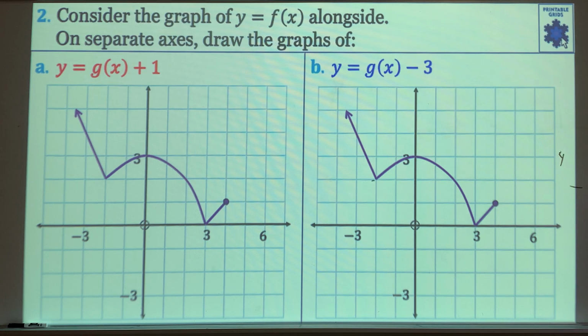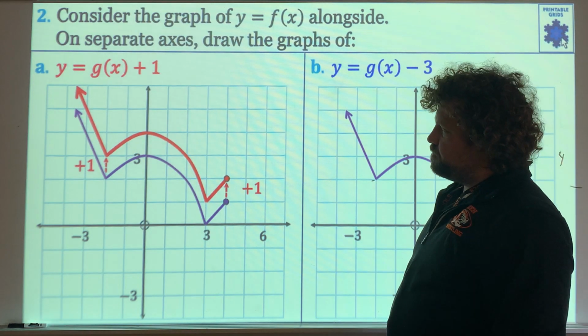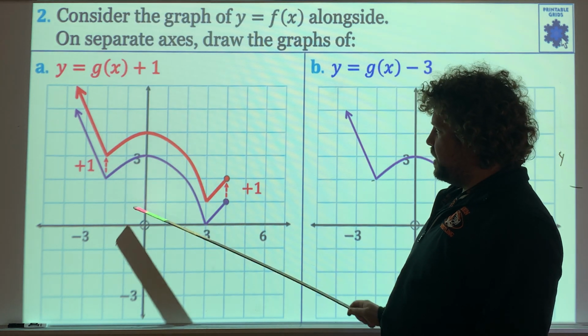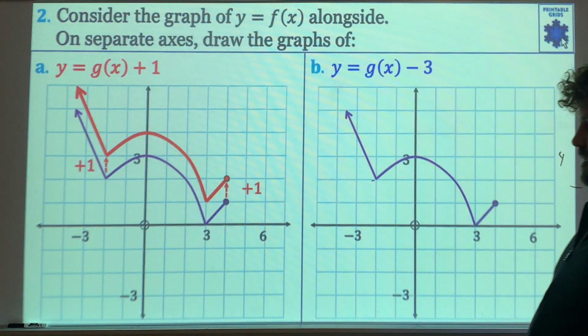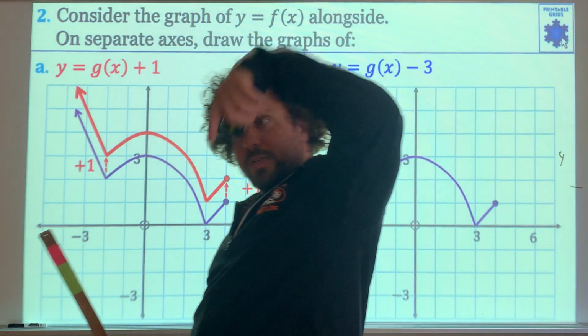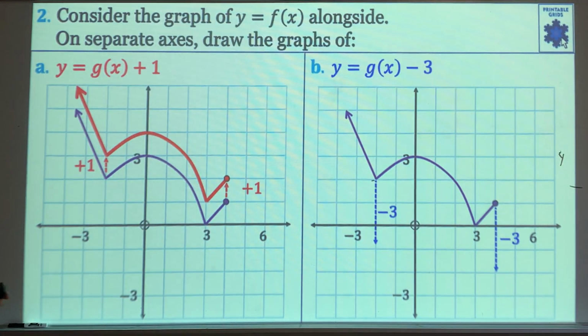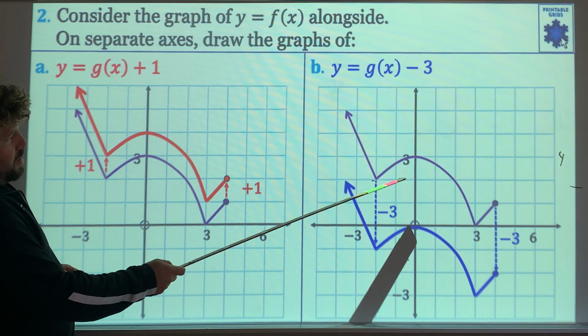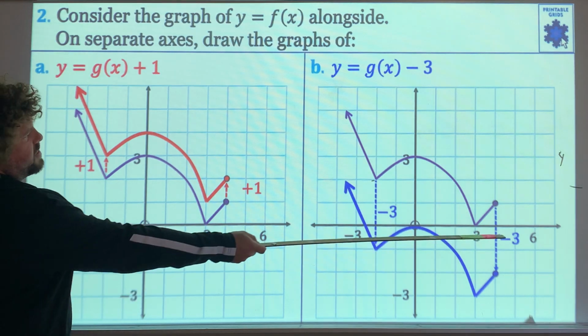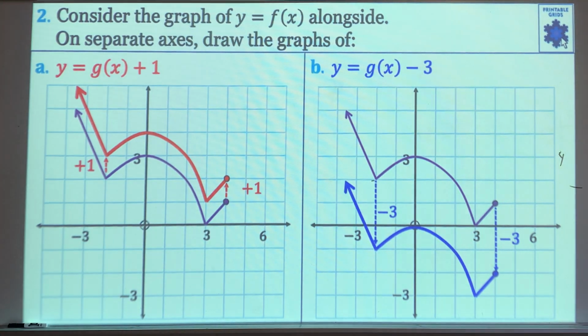All right, let's go with this. g of x plus 1. We're going to move every point up 1. Slide all our points up 1. This point goes from 4 to 5, 2 to 3, 3 to 4, 0 to 1, and so on. Minus 3 means all the figures are going to move down 3. 1, 2, 3. And the figure remains the same. And you don't have to draw these arrows.